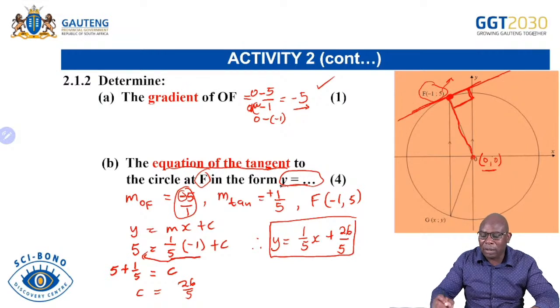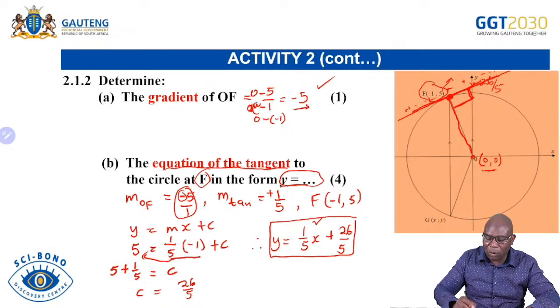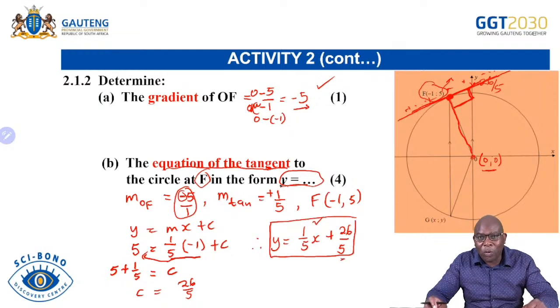How do I know I'm right? It's an increasing function. The gradient is positive. That's fine. That graph will pass at somewhere at the positive y-axis, which is roughly going to be 26 over 5, which is our y-intercept. So you always check the answer that you get, and compare it with the sketch that is given and see that it makes sense. If it doesn't make sense, go back to your calculations and check.